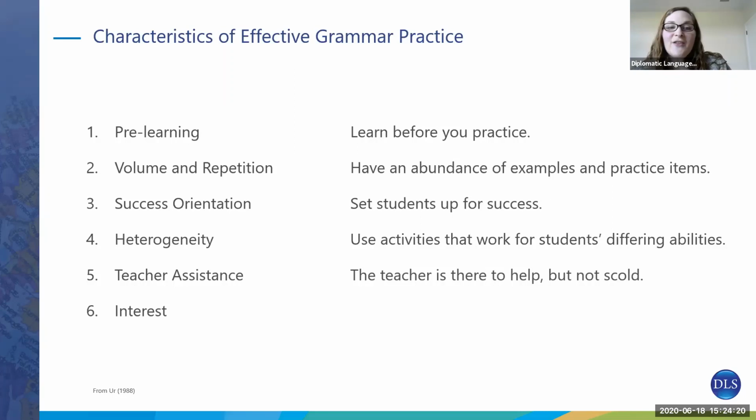The next characteristic is teacher assistance. This is helping the student realize that you as the teacher are there to help and support them, and your role isn't only to scold and correct them. Sort of that stereotype of getting hit with the ruler every time you make a mistake. I don't think that's an issue with any of our teachers, but the idea is you're there to help and support. And then finally, interest.